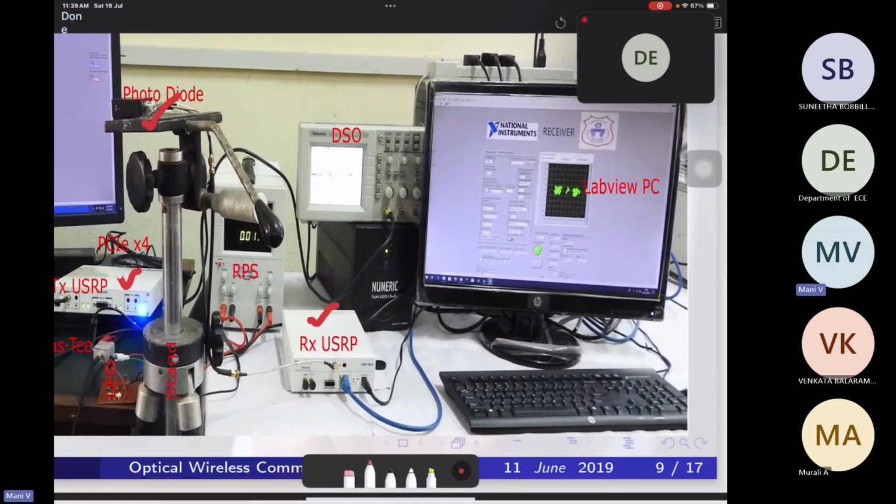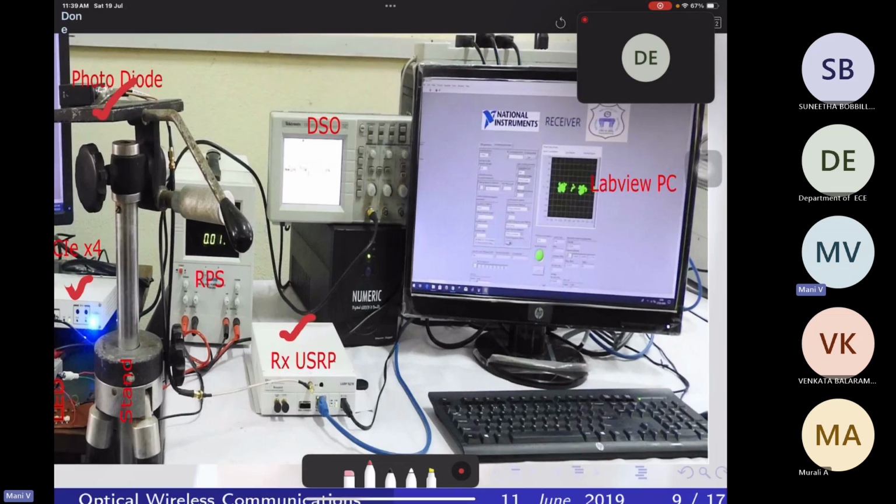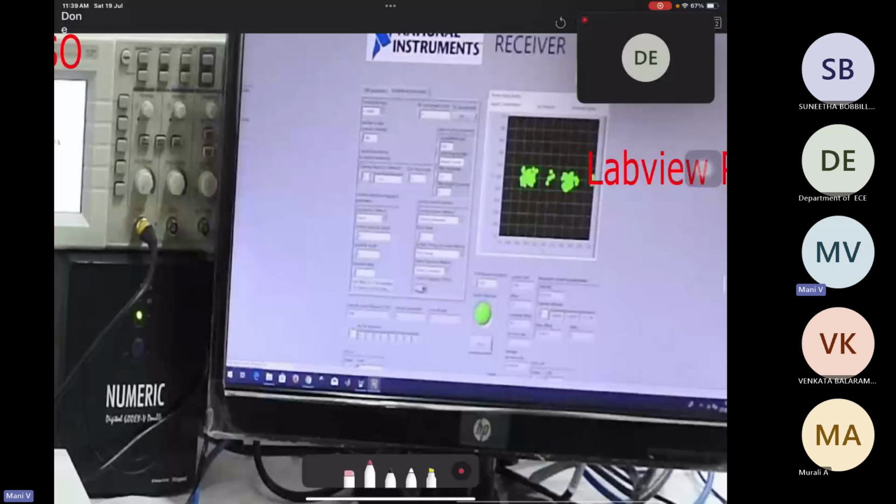At the USRP output, it decodes and again converts into a software platform. The software output is taken onto the National Instruments LabVIEW. Then we coded everything to demodulate your signals. So you could see this is an amplitude modulation scheme on the positive side and the negative side.